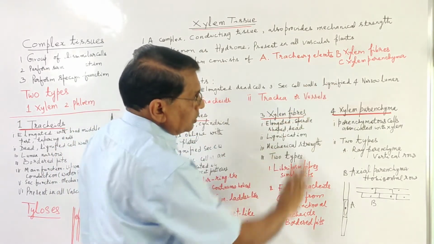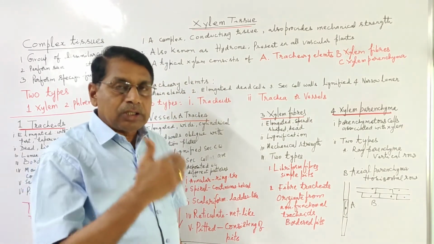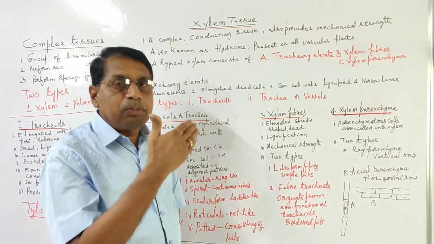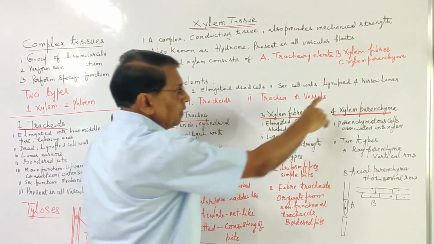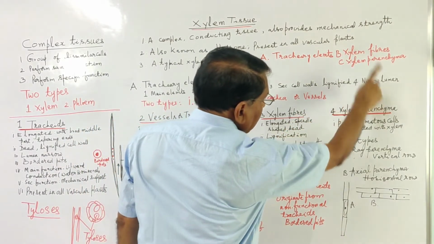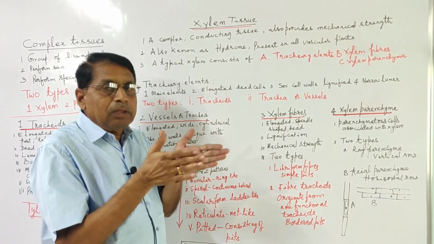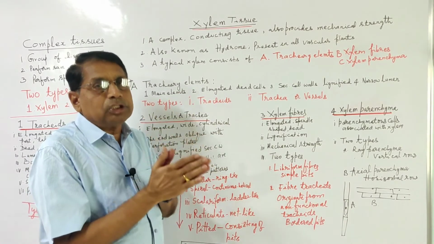Secondary cell walls are lignified. The secondary cell wall is lignified, but chemically that secondary cell wall is made up of lignin. Then narrow lumen, because the secondary cell wall is thickened, lumen is reduced. It will be very narrow, empty.